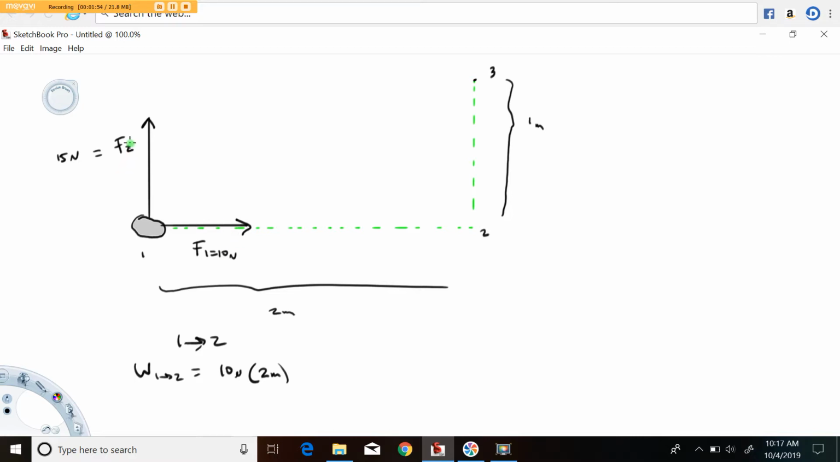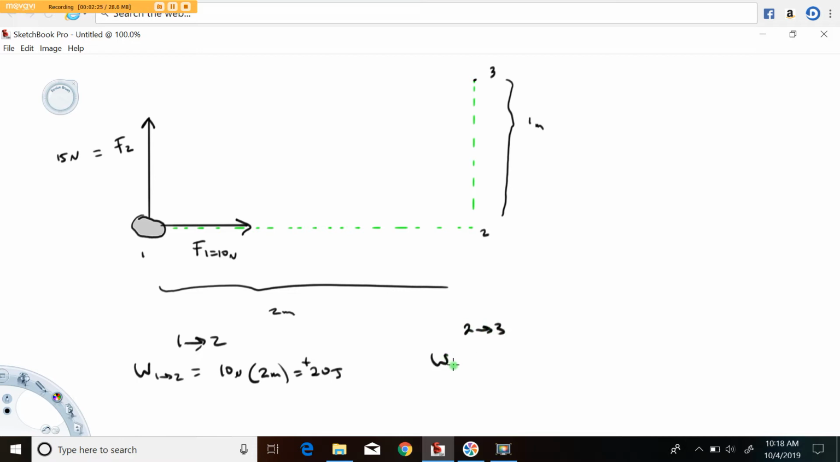Now the work done by force 2 is 0 because force 2 is perpendicular to the movement of this object. So we work this out and we get 20 newton meters, or in other words 20 joules, and that work term would be positive because the force is in the direction of motion. So this would represent the total work done from 1 to 2, with force 1 doing work but not force 2.